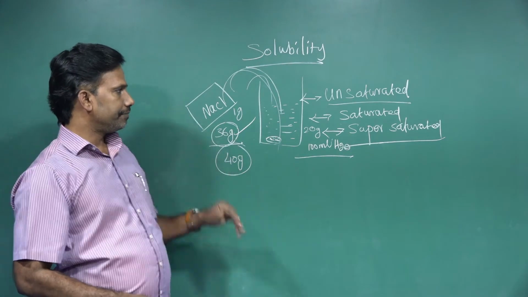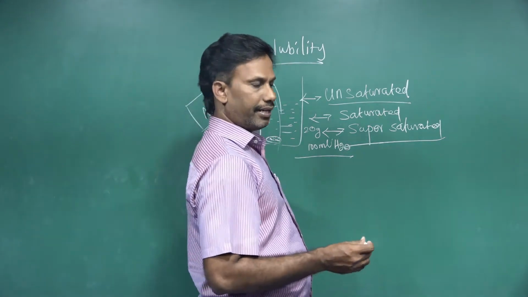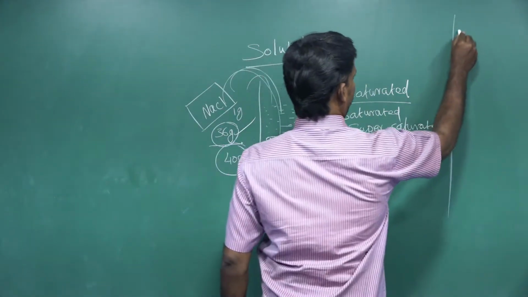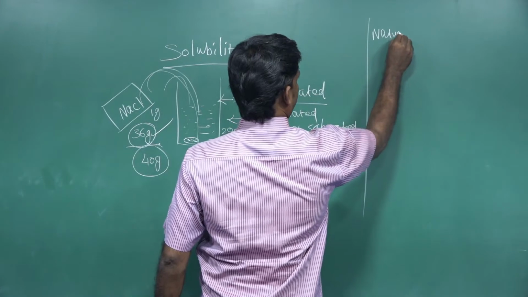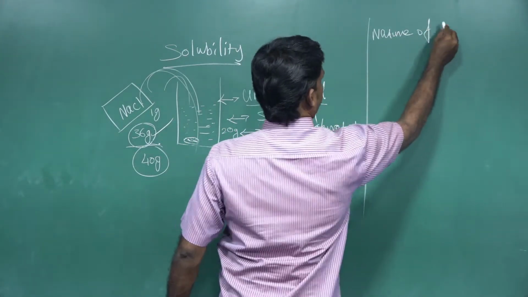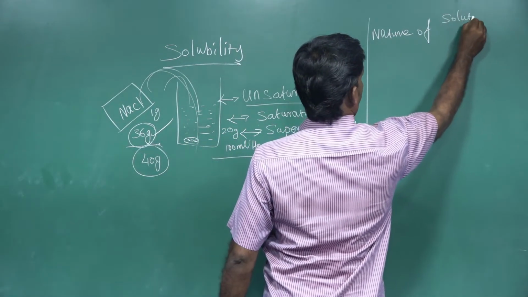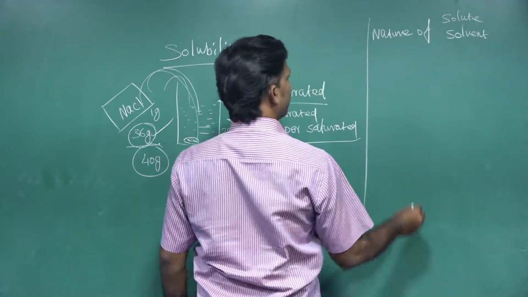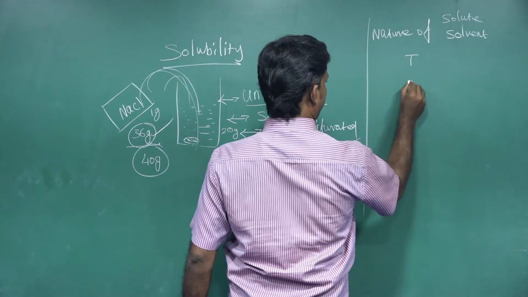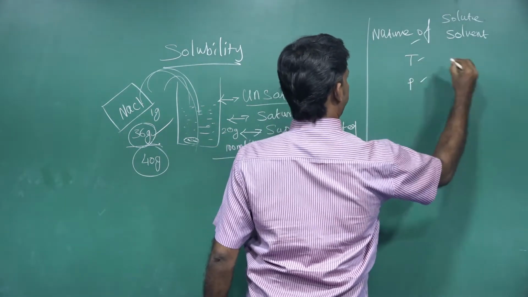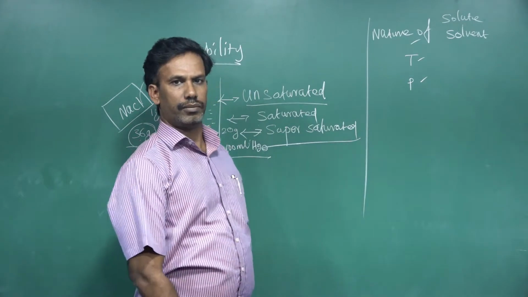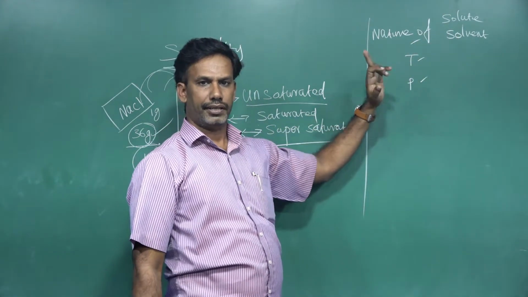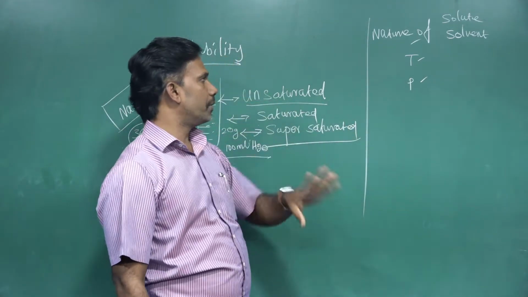Okay. Then what are the factors affecting solubility? Factors affecting the solubility: nature of solute and solvent, then temperature and pressure. These are the three factors which can affect the solubility. Nature of solute and solvent, then temperature and pressure.